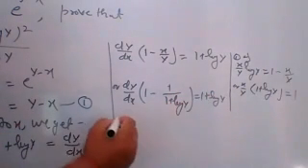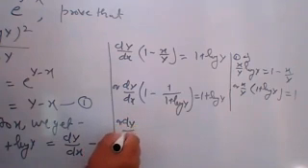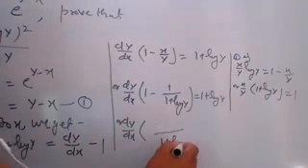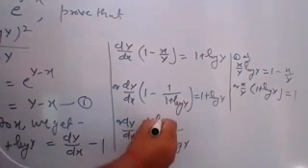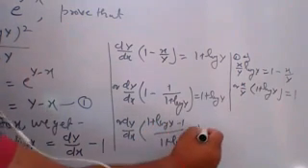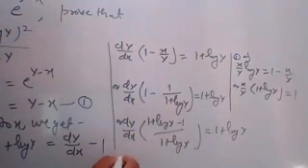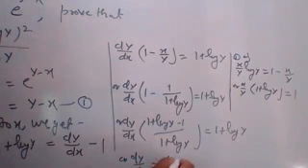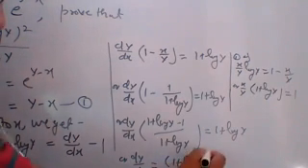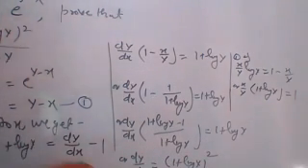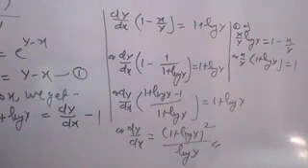Now taking LCM, you have dy by dx into (1 plus log y minus 1) upon (1 plus log y) is equal to 1 plus log y. So overall, dy by dx is equal to (1 plus log y) whole square, divided by log y, and that proves your result. Yes, note it.